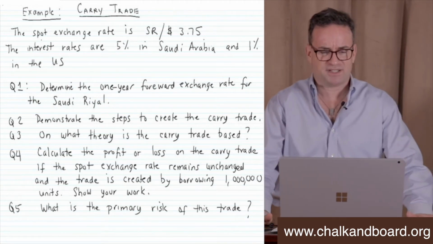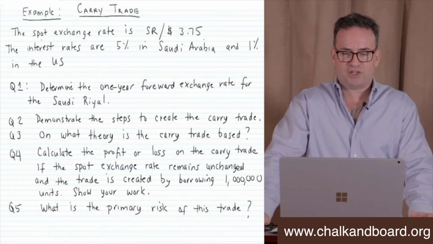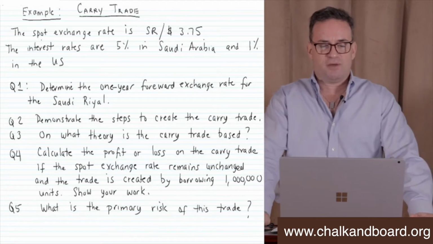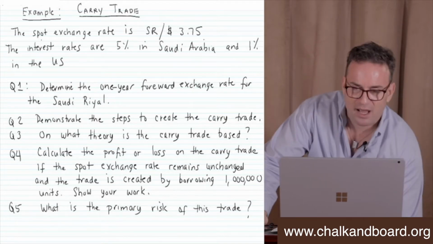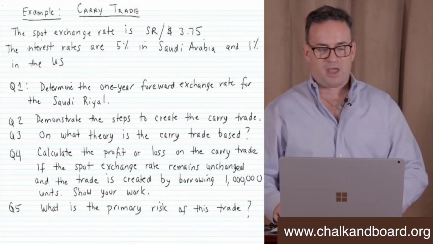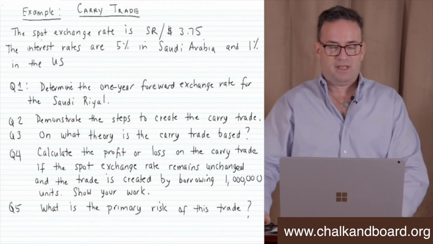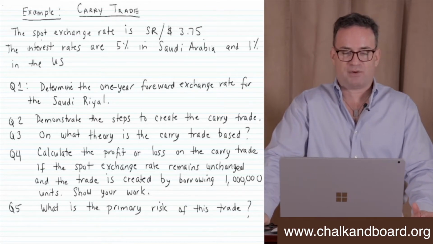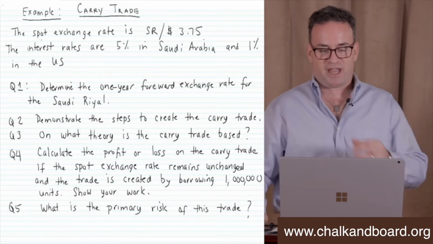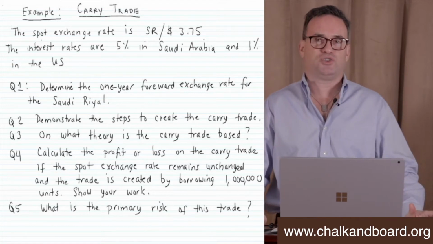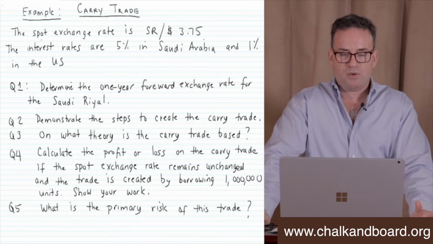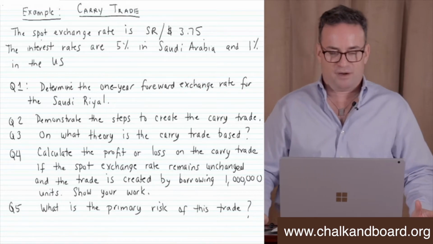Question number 1 on your screen says, determine the 1-year forward exchange rate for the Saudi riyal, because of course those interest rates are annualized interest rates. Question number 2, demonstrate the steps to create the carry trade. Question number 3, on what theory is the carry trade based? Number 4, calculate the profit or loss on the carry trade if the spot exchange rate remains unchanged and the trade is created by borrowing 1,000 units. I said 1,000 units here because I didn't want to tell you whether it's dollars or riyals. And then show your work. And question number 5, what is the primary risk of this trade?